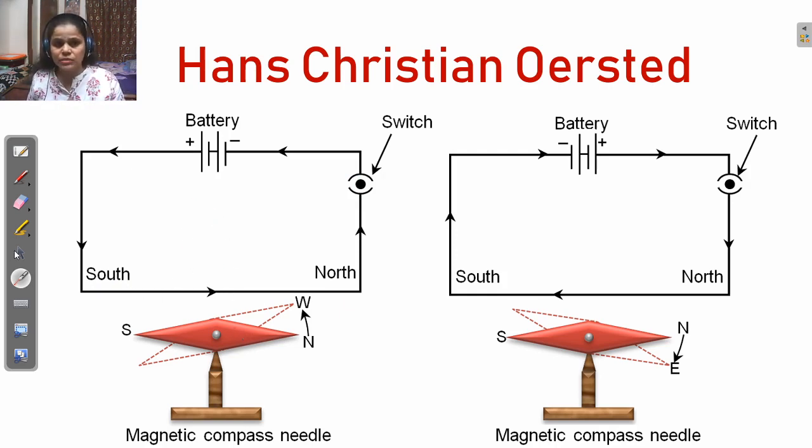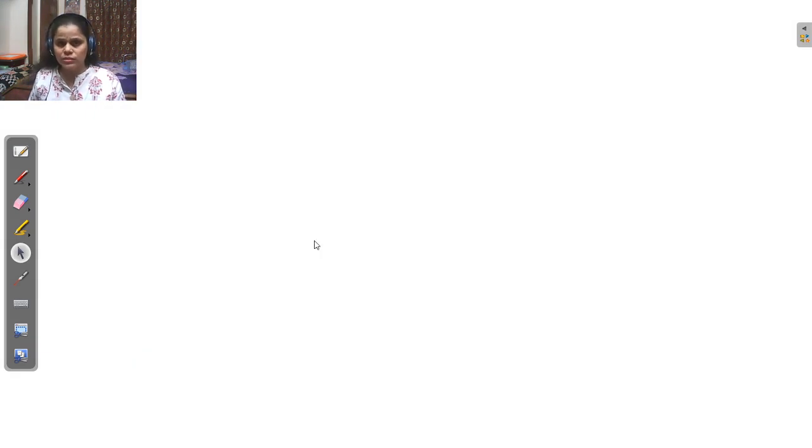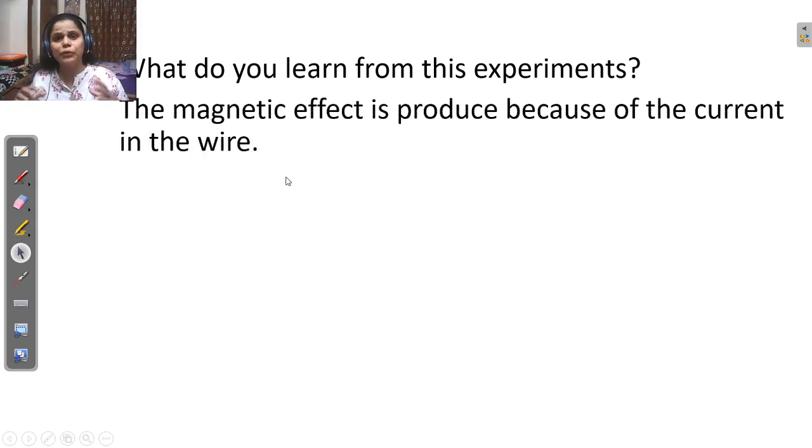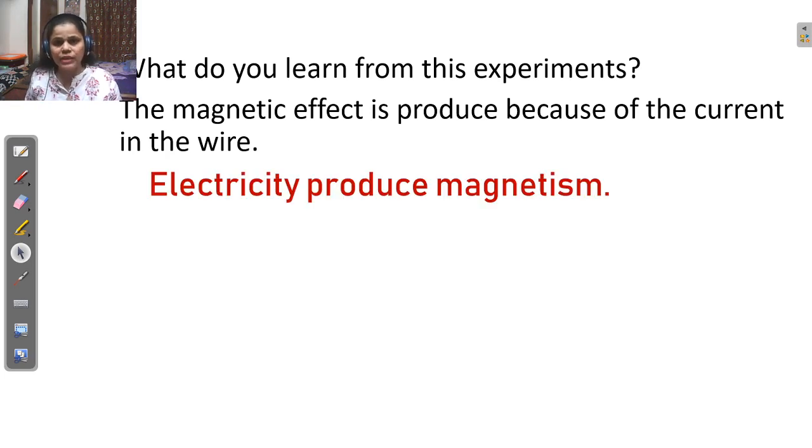Understand? That is what you observe in this experiment. So this is the magnetic effect. The magnetic effect is produced because of the electric current in the wire. When electric current flows through the wire, a magnetic field is produced. That is, electricity produces magnetism. Understand?